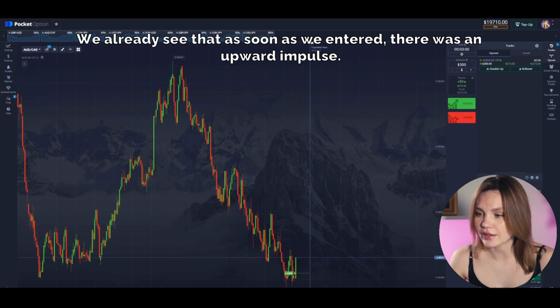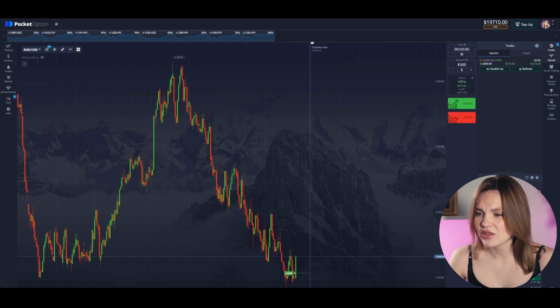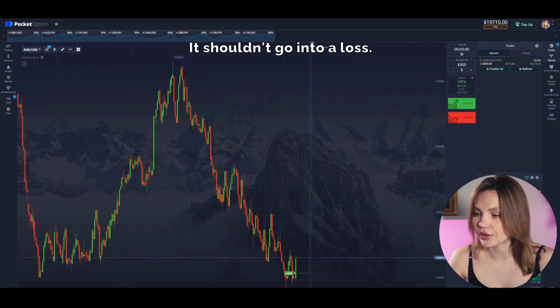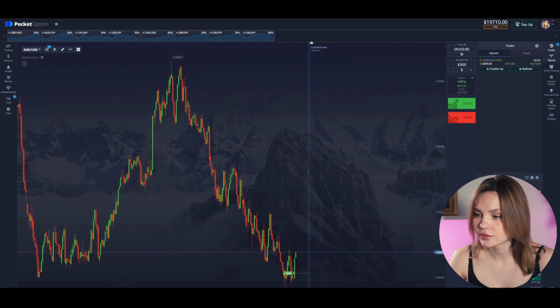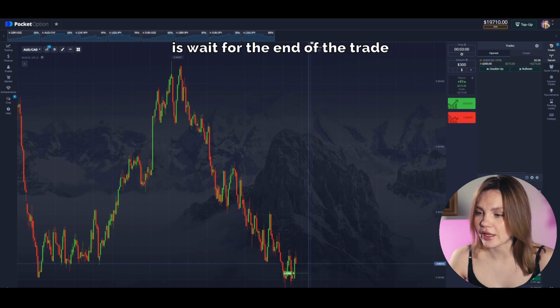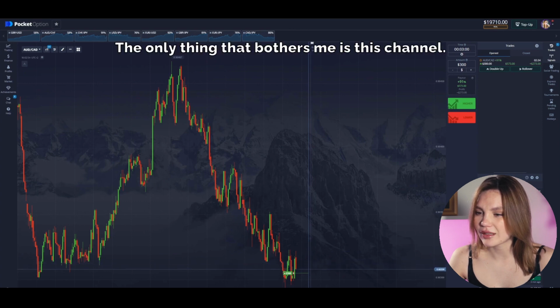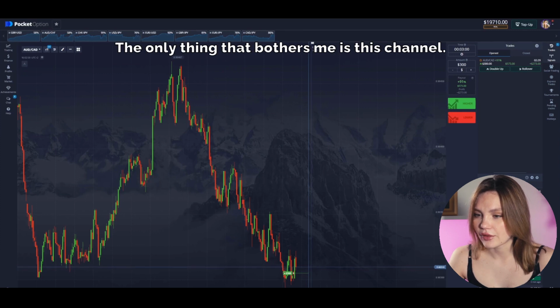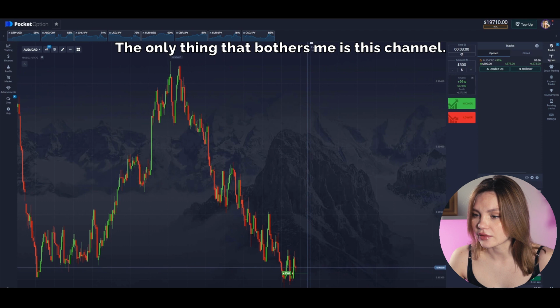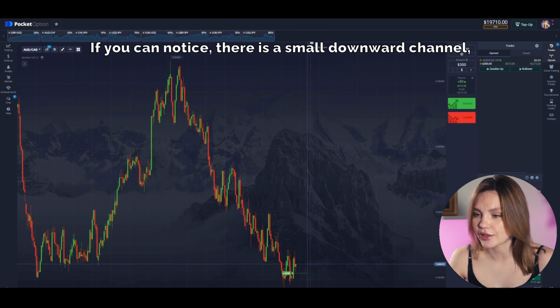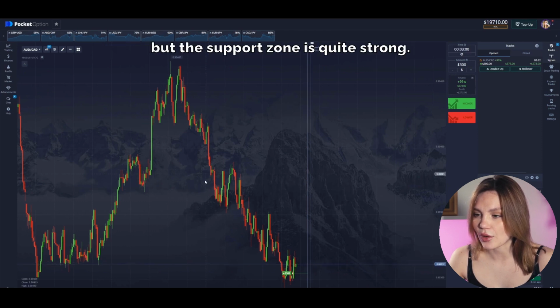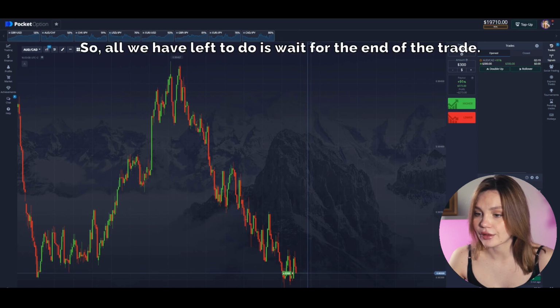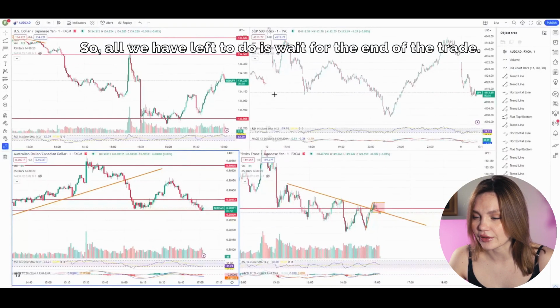We already see that as soon as we entered, there was an upward impulse. I don't see anything wrong with this trade. It shouldn't go into a loss. Therefore, all we have left to do is wait for the end of the trade. The only thing that bothers me is this channel. If you can notice, there is a small downward channel, but the support zone is quite strong. So all we have left to do is wait for the end of the trade.